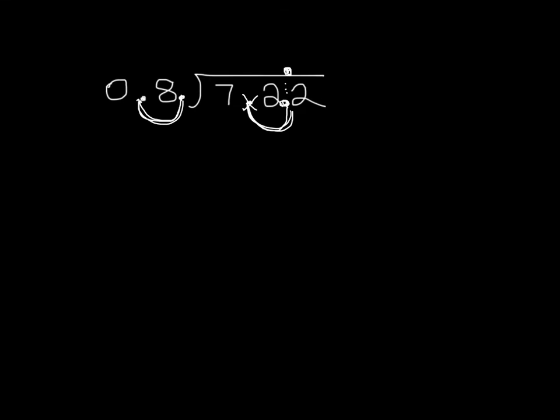And now I'm just going to divide like normal. So 8 does not divide into 7. 8 goes into 72 9 times. 9 times 8 is 72. 72 minus 72 is 0.